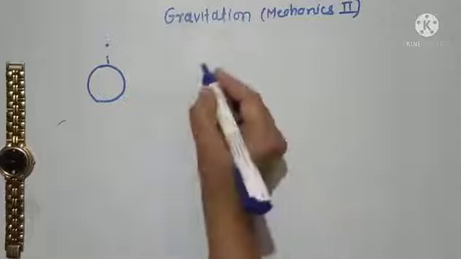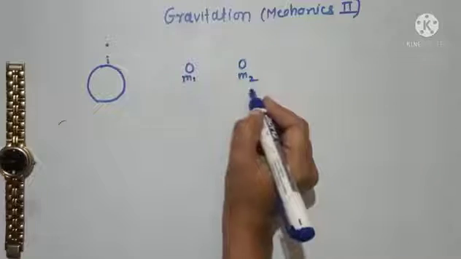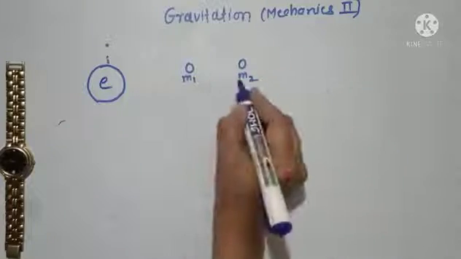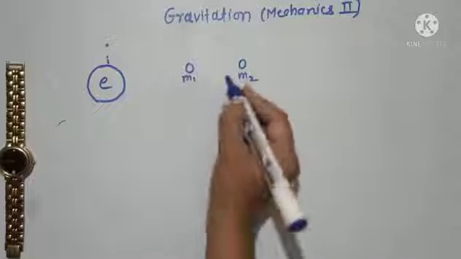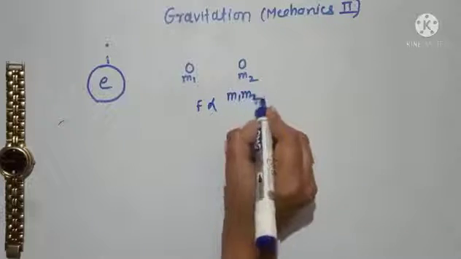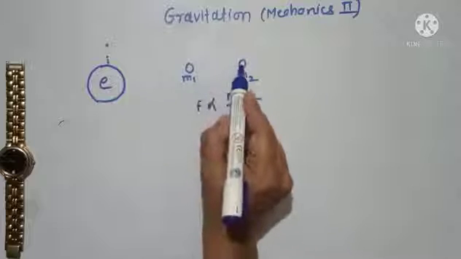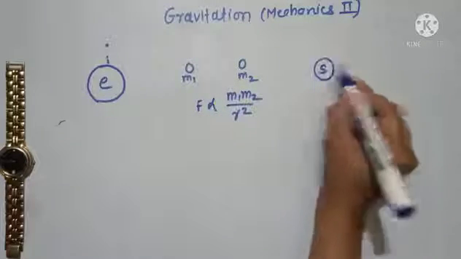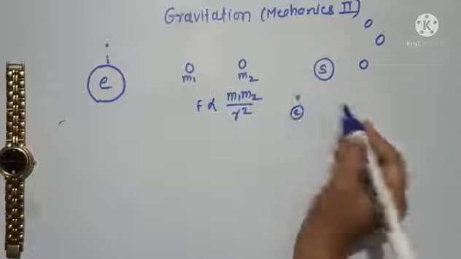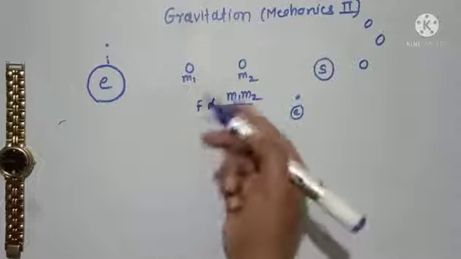Actually, if there are any two bodies in the universe of masses m1 and m2, this gravitational force field is not only related to the Earth. If there are any two objects in the universe having masses m1 and m2, then the gravitational force between them is given by F, which is directly proportional to m1 m2 upon r square. This is a formula which we have seen from the 12th standard. The gravitational force field exists between the sun and the different planets revolving around it, the Earth and the moon, or any two objects having masses m1 and m2.